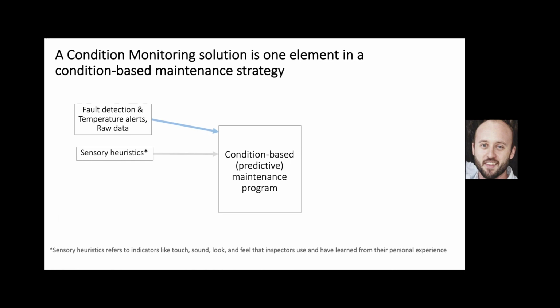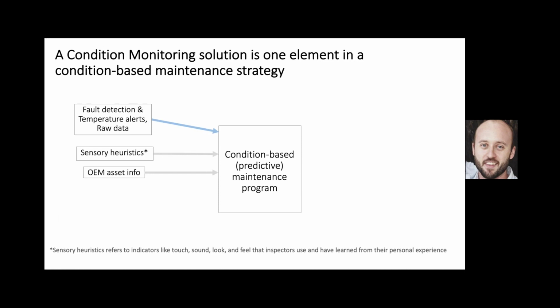And one of those, which I call sensory heuristics, these are simple indicators like touch, sound, look, that if you've ever been in a factory or you've ever run a factory yourself, and you know an individual who has been running an operation for a very long period of time, they just seem to know when something is going to fail. They know when it looks a certain way or when it sounds a certain way. They can predict that it's going to fail just because they have that level of experience. So that is a little bit more subjective, but it is in fact oftentimes used in maintenance practices.